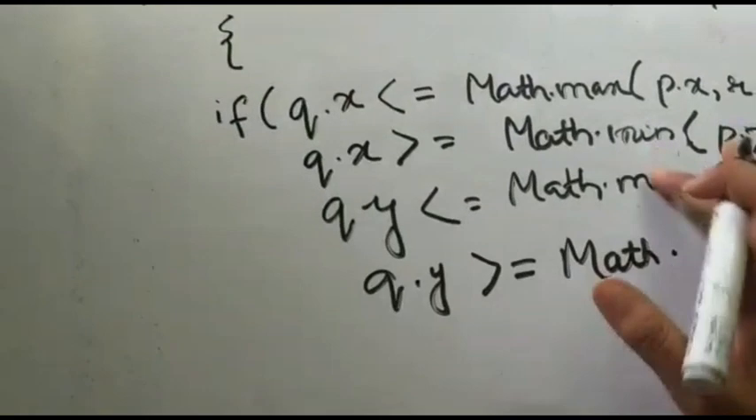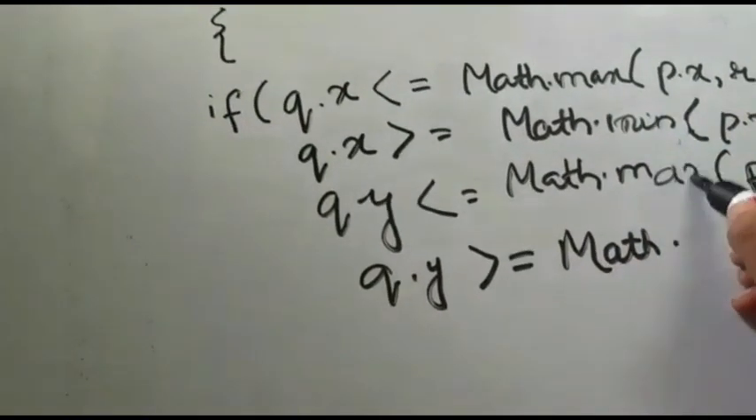Sorry, I just wrote max over here, it has to be min. Here it has to be max, and here will be min, because it has to be greater than the minimum and less than the maximum.